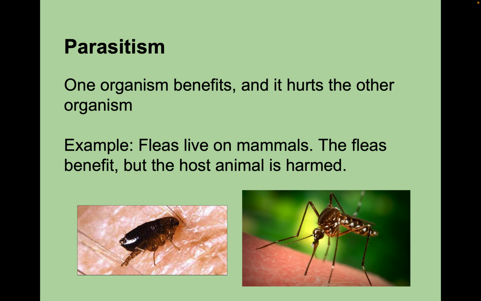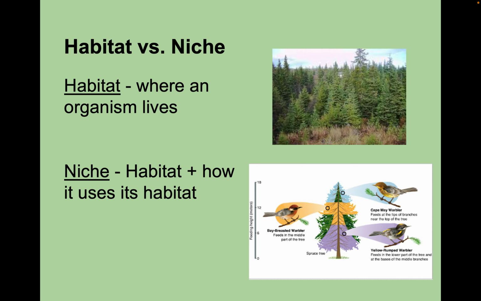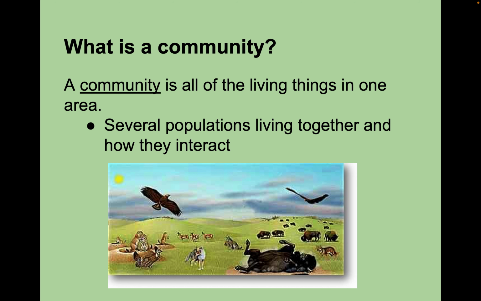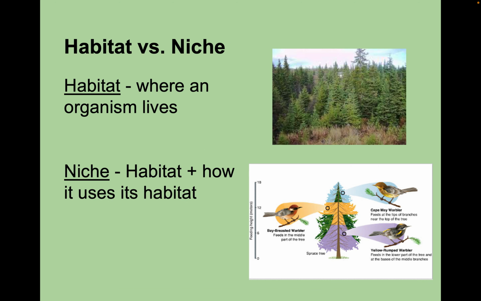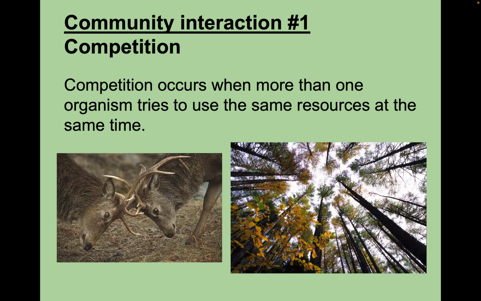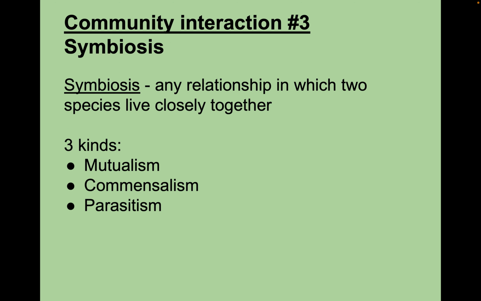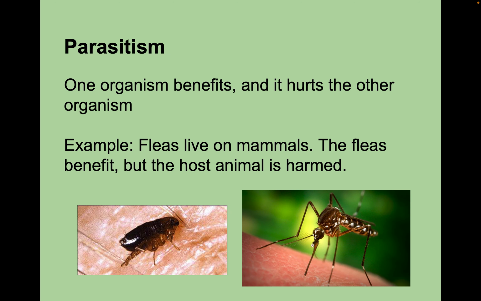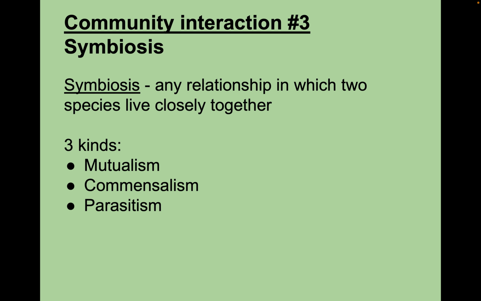So what should we know about communities? Let's back it up. You should know what a community means, what a habitat versus a niche are, and why organisms cannot share the same niche. You should know some ways that community members can interact with each other, like competition and predator-prey and the different kinds of symbioses. Let's make our word symbiosis for today.